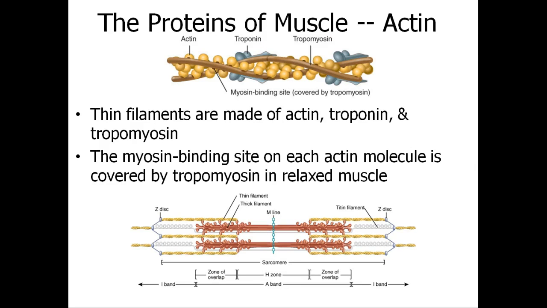Okay, and then you've got the thin filaments, the actin. These are made of actin, troponin, and tropomyosin. The myosin binding site on each actin molecule is covered by the troponin when the muscle is in a relaxed state. So here we've got actin, here we've got the troponin, and here we've got the tropomyosin. Again, the M line holding the thick filaments in place, and then you've also got the Z disc denoting one sarcomere.